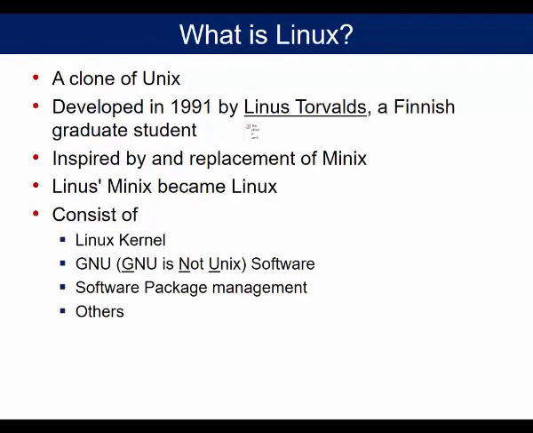Linux is a clone of Unix, developed in 1991 by that person. Okay, inspired by and replacement of Minix. Minix becomes Linux. Consists of Linux kernel, GNU. What is GNU? If somebody says, what is GNU? Then you can say, GNU is not Unix. Okay? That's the definition of GNU. Definition of GNU uses GNU. So it's a recursive definition, right? GNU means GNU is not Unix. So what is GNU? GNU is not Unix. And so on and so forth.